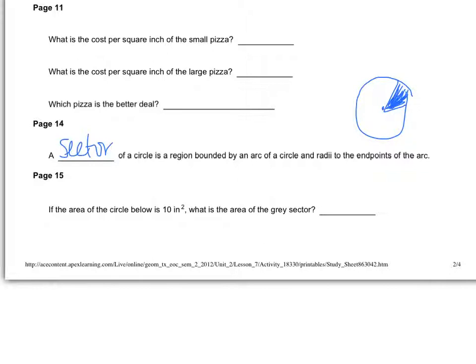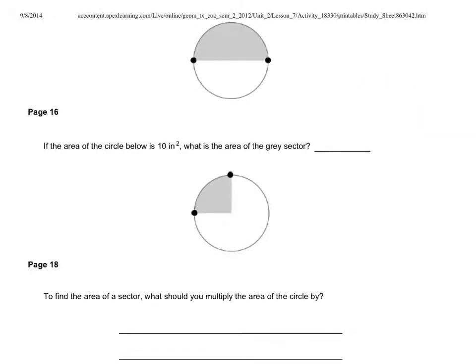So if I wanted to find the area of the circle that they've given me, that I'm going to see on the next page, it tells me it's 10 and it asks me for the area of the gray sector. Well, this gray sector here is half the circle, so the area of that sector would equal half of the area of the whole, which would be 5. And it would still be in inches squared.